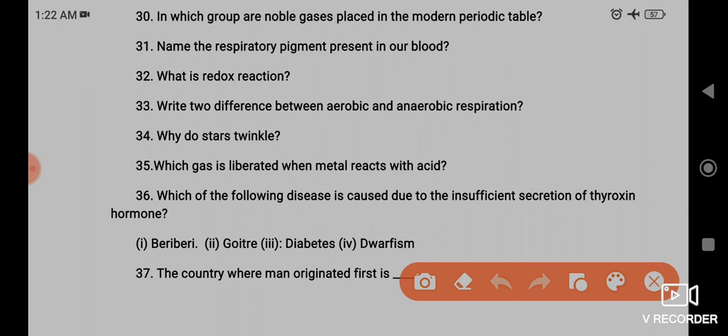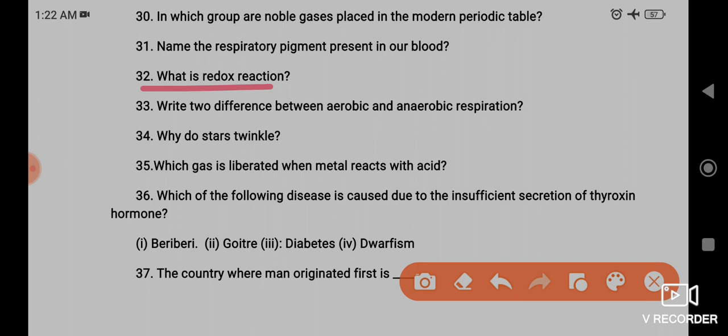So these are textual questions. You can just find the answer and read it out. These are important, but I have not written them here, but you can read them from your side. Then number 33, write two differences between aerobic and anaerobic respiration. This is also very simple, directly from the text. That is why I have not given the answer here.